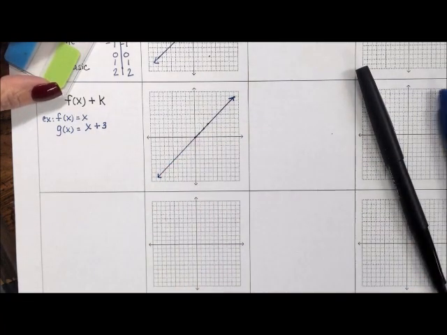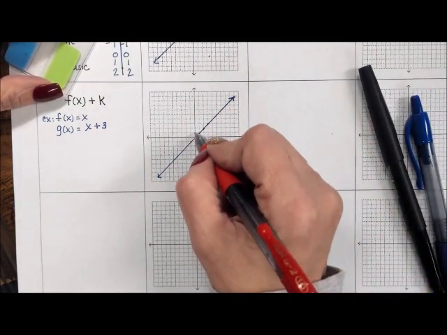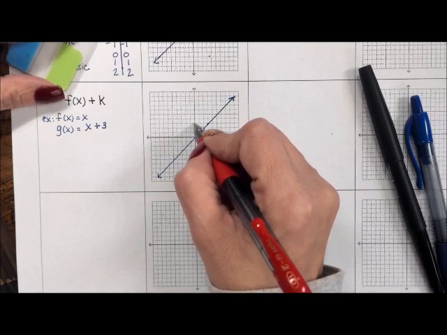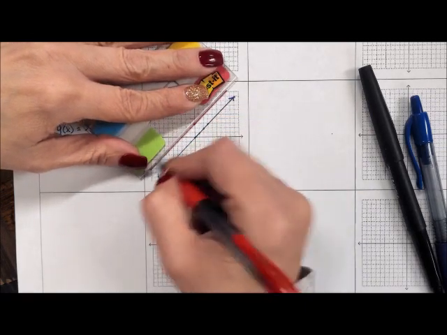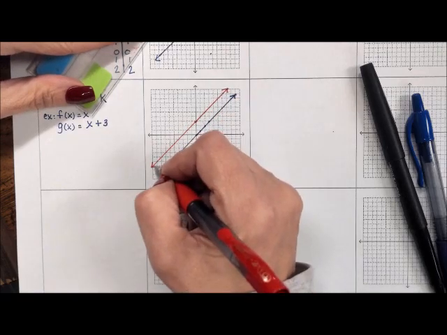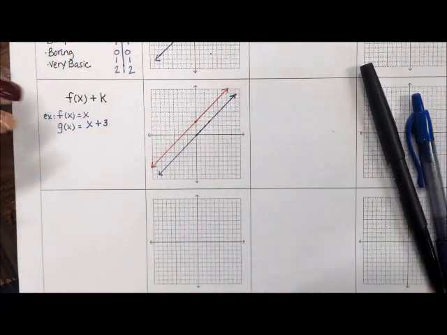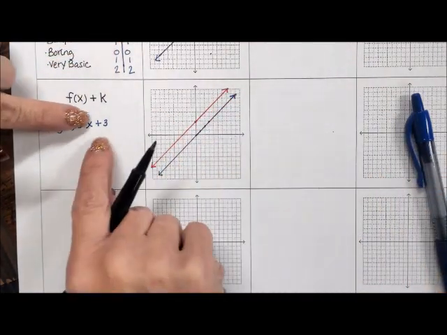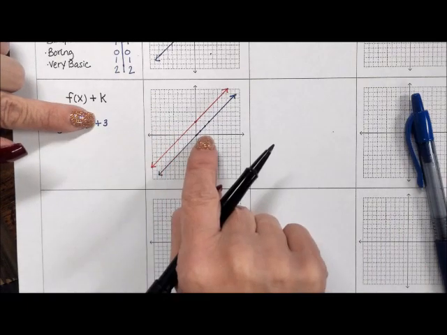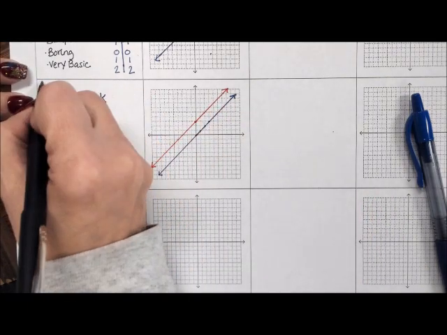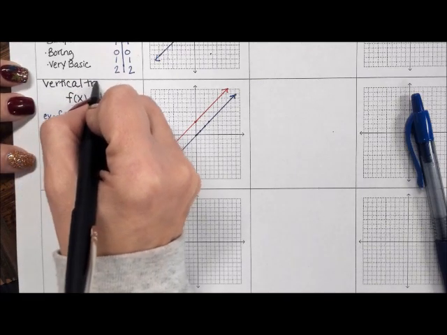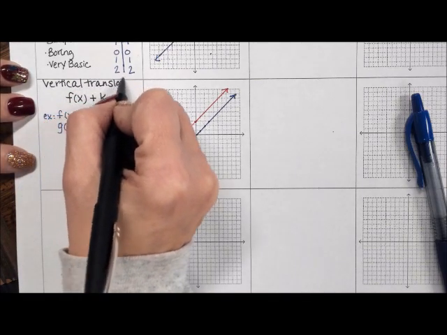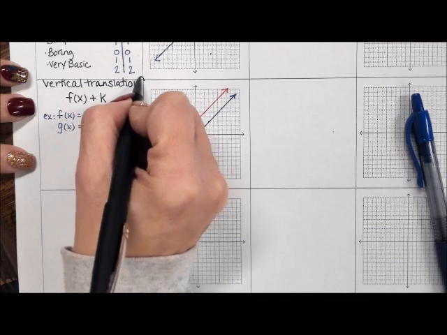And then the new function, which I'm going to do in red, it simply moved up 1, 2, 3. Same slope. Everything else was the same. It just transformed up 3. Well, so it looks to me like if I add something, it would move up. So we're going to call this a vertical translation. The word translation just means to move.